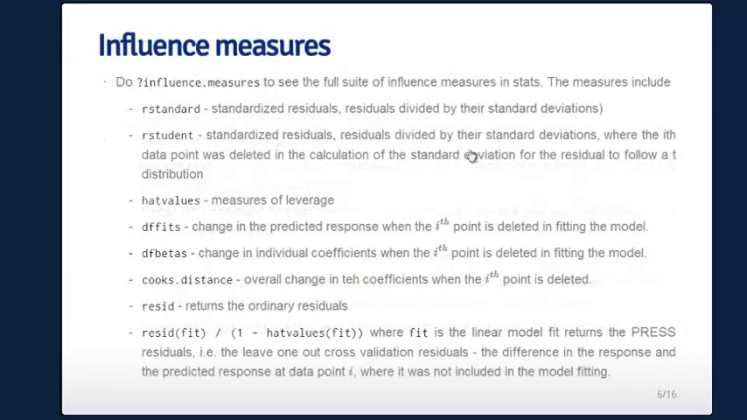Okay, so R has all these great influence measures that it does by default, and you can just do ?influence.measures to see them and get the help file. So there's the standardized residuals, which are residuals divided by their standard deviations. Studentized residuals are residuals divided by their standard deviations, where the standard deviations are calculated in a different way so that the studentized residuals follow a t-distribution. Hat values are measures of leverage. The DFFITS are measures of influence of a point on prediction. DFBETAS are influence of a particular point on the coefficients.